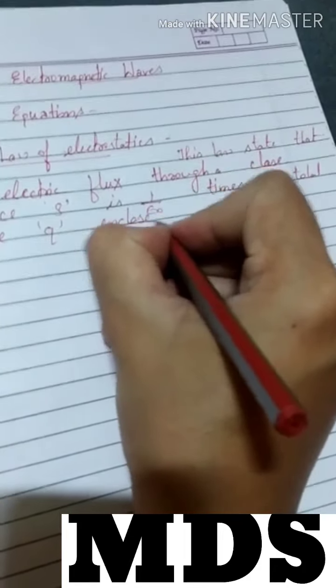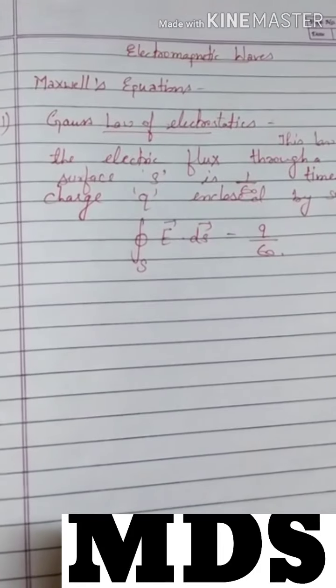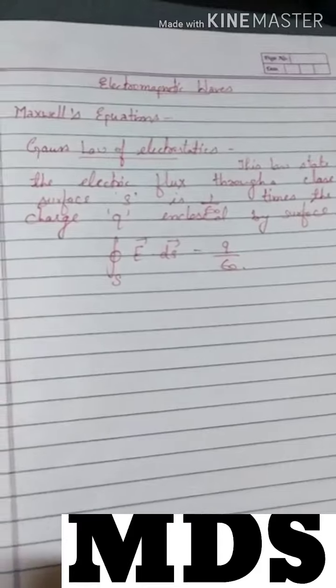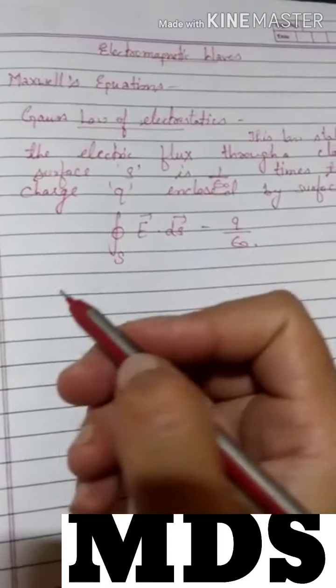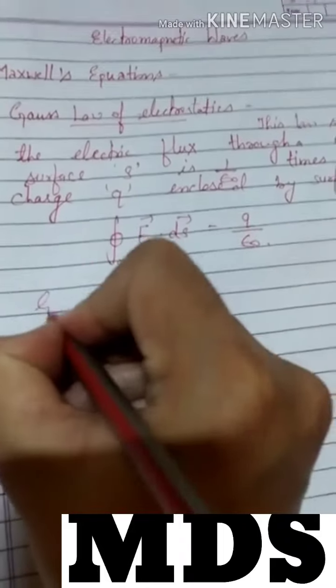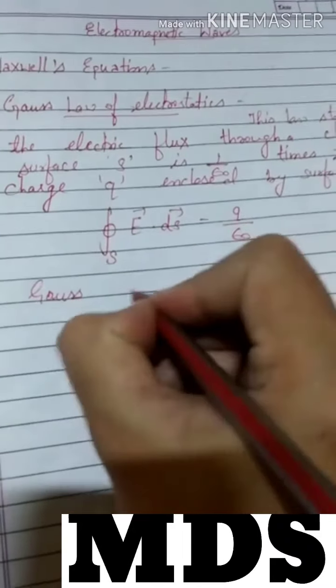Then we can say the closed integral of E dot ds is equal to Q by epsilon naught, where Q is inside the closed surface S. That is the first law of Maxwell's equations, Gauss law of electrostatics. Now second is the Gauss law of magnetism. This also you have done already.